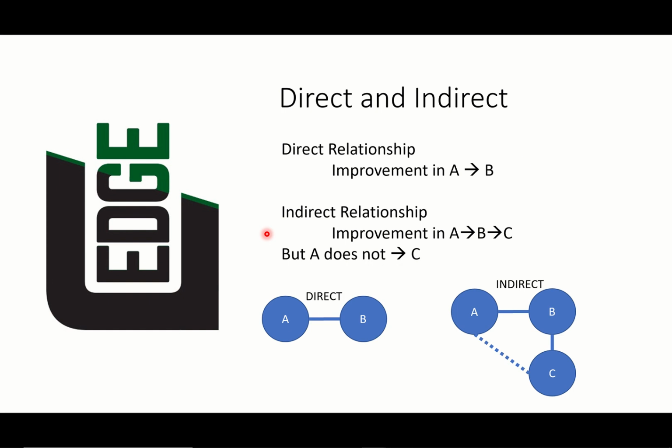So when it comes to relationships, there's what they call direct and indirect. A direct relationship is where improvement in A leads to improvement in B. If I do this exercise, this other exercise will get better, or this quality will get better. Then there's an indirect relationship. Improvement in A leads to an improvement in B, which leads to an improvement in C. But A does not directly improve C. So let's talk about those in terms that you might understand outside of A and B.